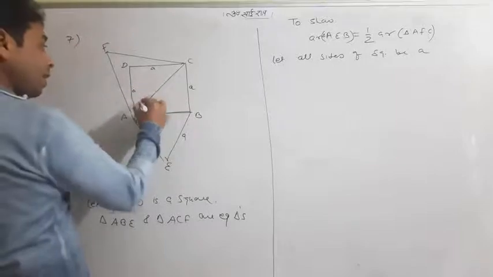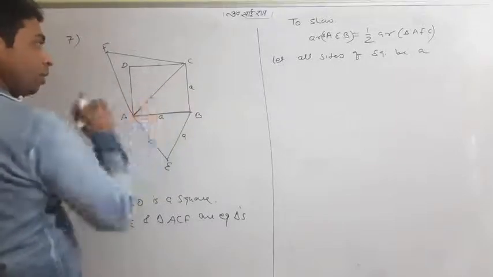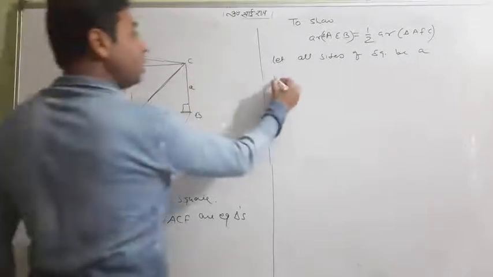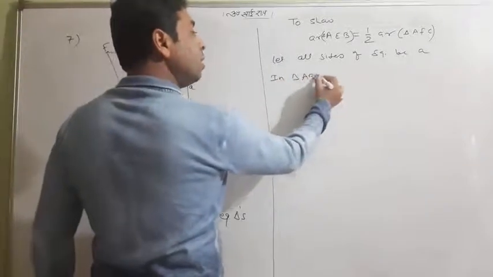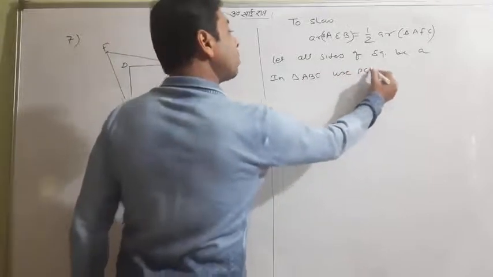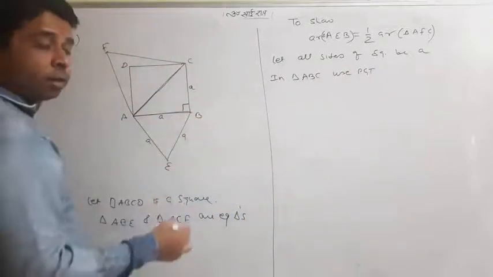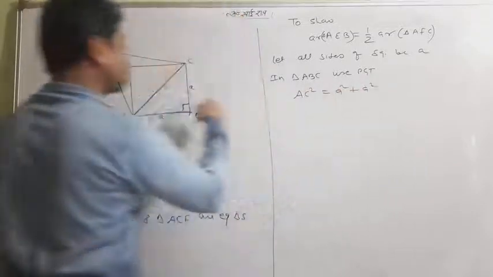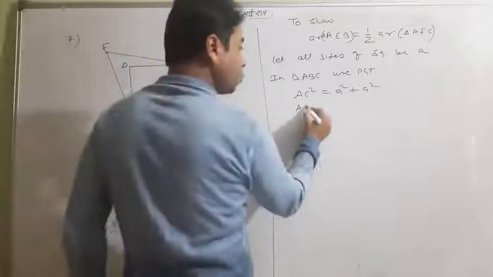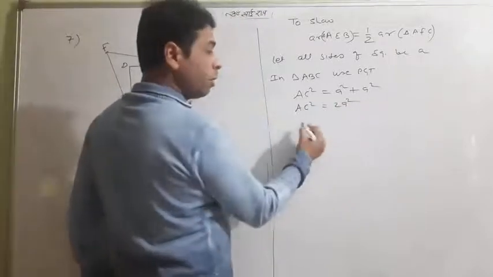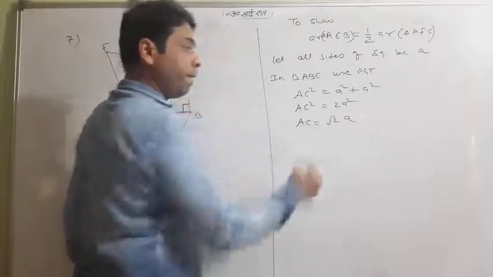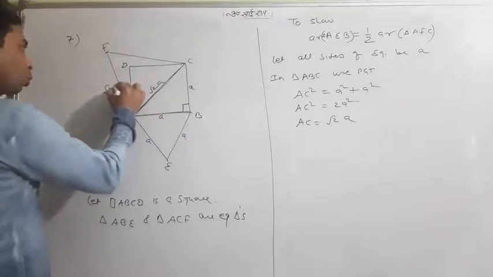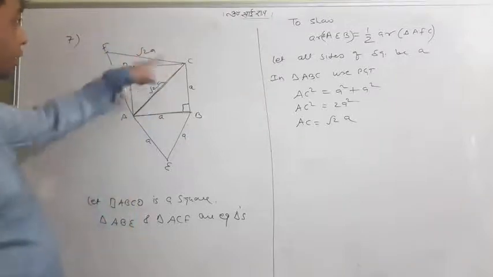Now, what about this side? Angle ABC is going to be 90 degrees. In triangle ABC, use Pythagoras theorem. The hypotenuse AC square equals perpendicular square plus base square. So AC square equals 2a square. So AC equals root 2 a. You have got root 2 a, so this is also root 2 a because it is an equilateral triangle.